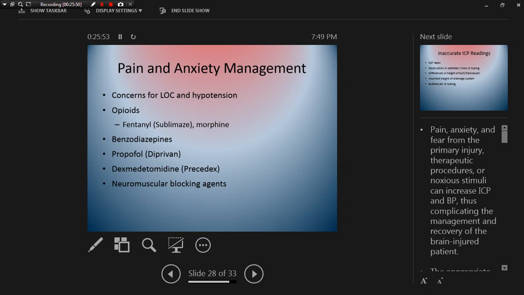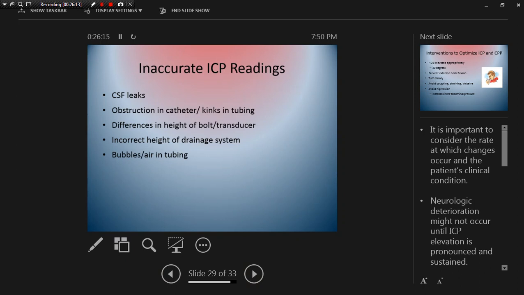Precedex is a good medication because it does have a little bit of analgesic in it. Sometimes you can use this medication. It keeps them really calm, and it doesn't seem to alter their level of consciousness too much. In certain cases, if we need to drop their metabolic rate, we need to paralyze them, we can use paralytic agents, neuromuscular blocking agents if appropriate.